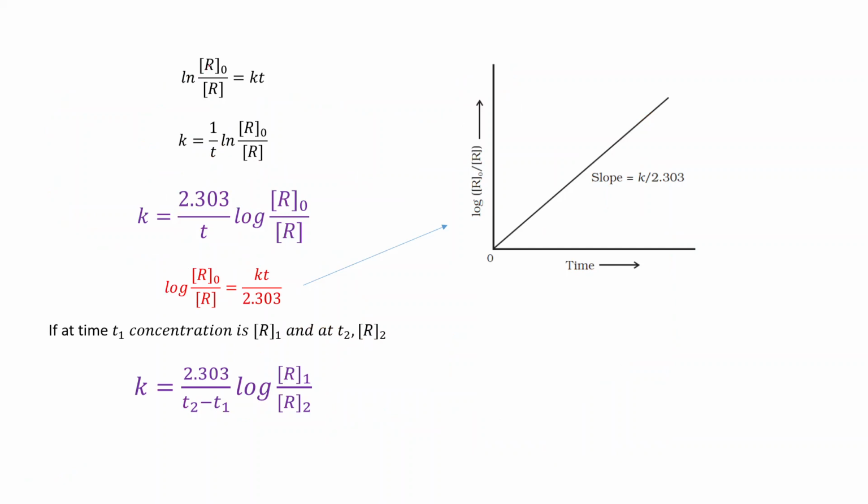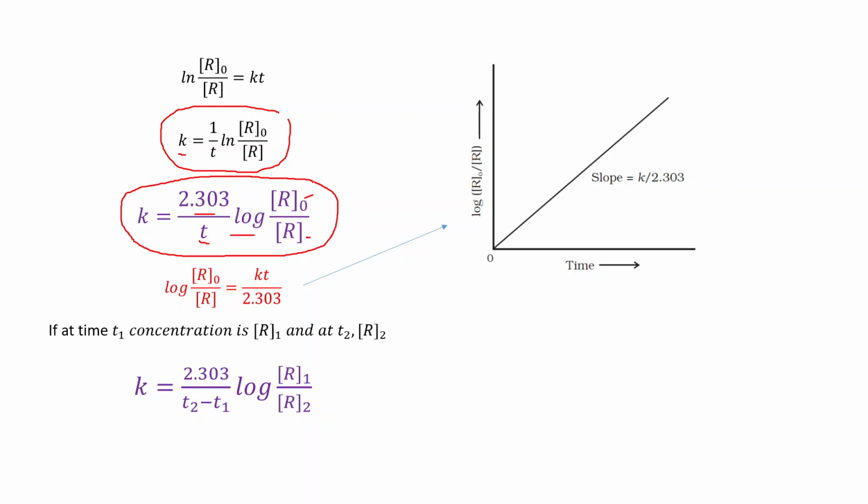Now again come to that same equation we have taken already: ln R naught by R is equal to kt. Just rearrange. We can say k is equal to 1 by t ln R naught by R. In this case, ln is a natural logarithm. If ln is replaced by the log base 10, then this is multiplied by 2.303. That's why we have k is equal to 2.303 divided by t log R naught divided by R. Again, this formula is important. You have to remember it.